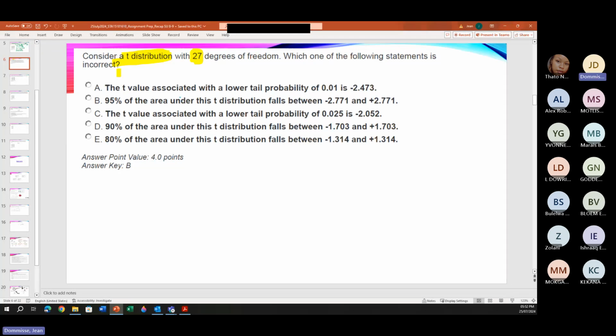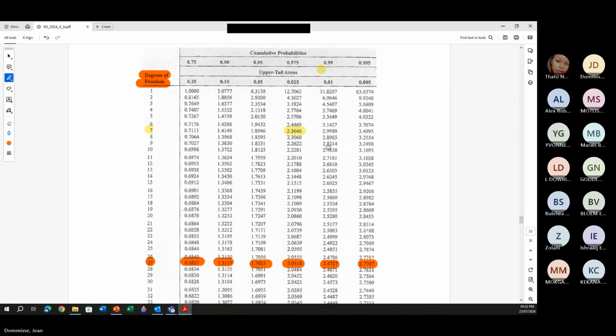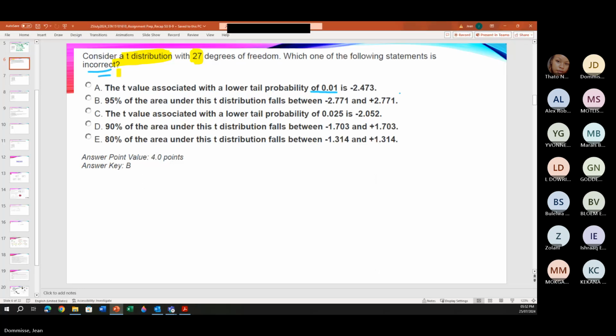The t-value associated with a lower tail probability of 0,01 is minus 2.473. Okay, and we're looking for incorrect. So minus 2,473. So let's look at 27 with the 0,01, 2,473. And remember lower tail.